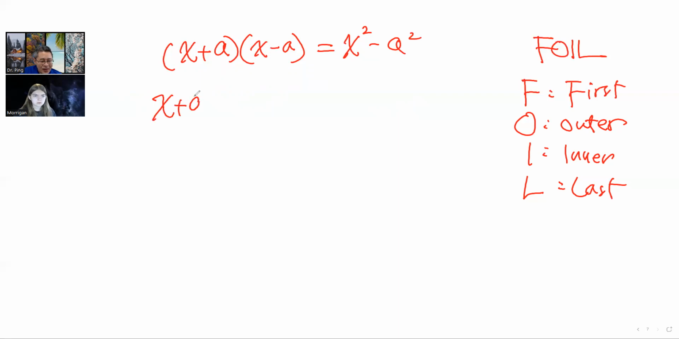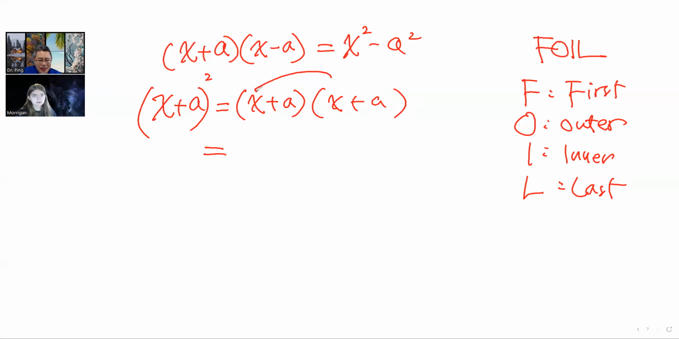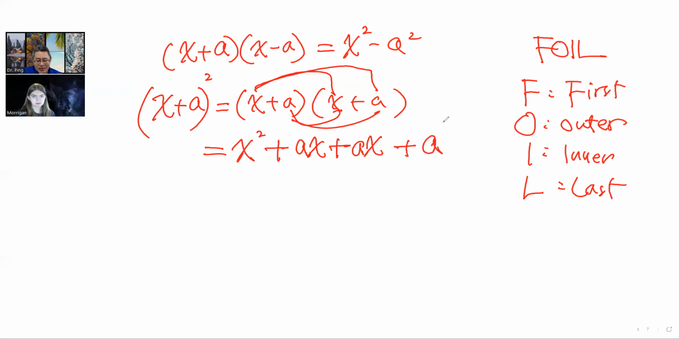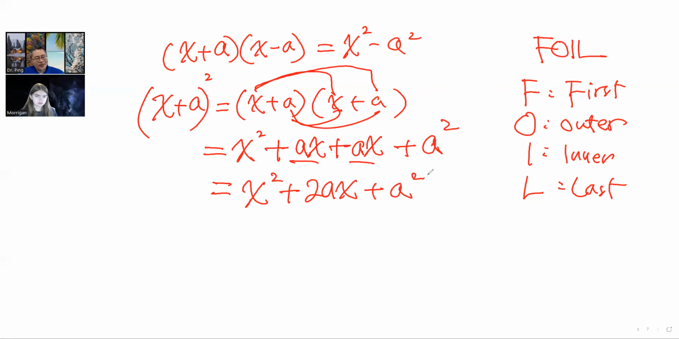And then we have x plus a squared, which is x plus a times x plus a. So same technique: x times x is x squared, that's the first. Then x times a, those are the outer terms, ax, then a times x, that's the inner term. And then a times a, the last term. So the outer and inner are the same, and we can write it as x squared plus 2ax plus a squared. Good? Okay.